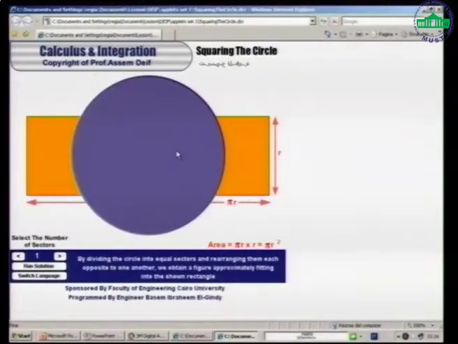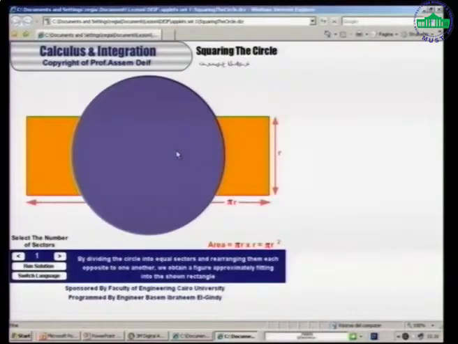For example, the ancient Egyptians, the Sumerians, the Babylonians, they knew it, but not precisely as the mathematicians introduced it in the late 18th century. Now, this is a circle, and they wish to calculate the area of the circle.